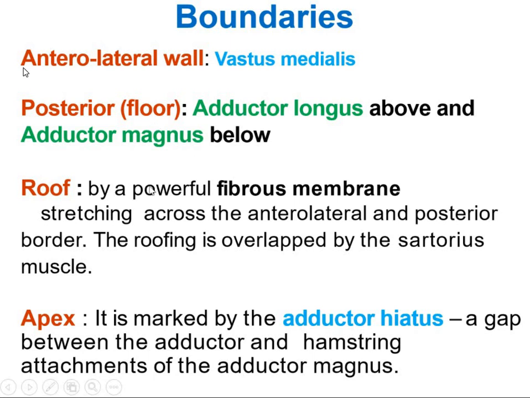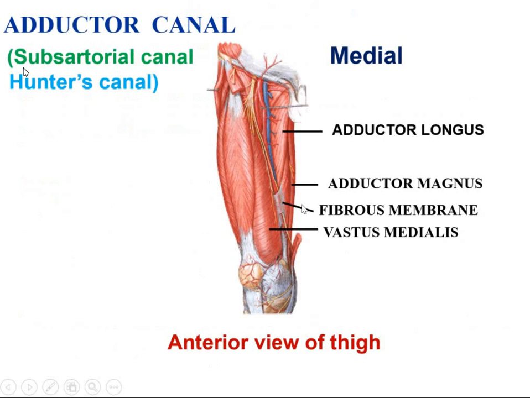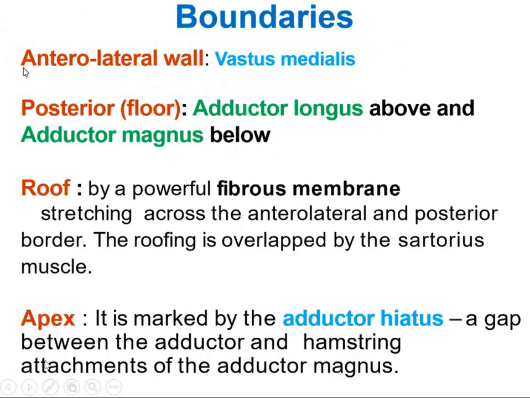canal or subsartorial canal. So the roof is formed by a fibrous membrane stretching across the anterolateral and the posterior border. The roofing is overlapped by the sartorius muscle. Okay, so you can see this is the fibrous membrane which is forming the roof of this adductor canal. Okay. Then we have the apex. It is marked by the adductor hiatus, that is between the adductor and the hamstring attachment of the adductor magnus.